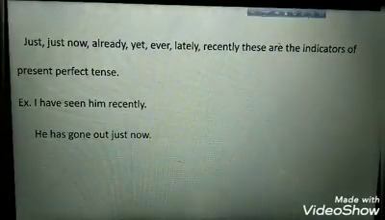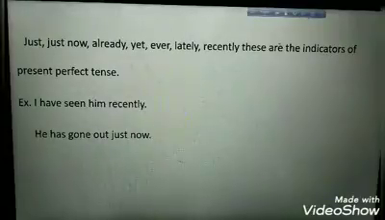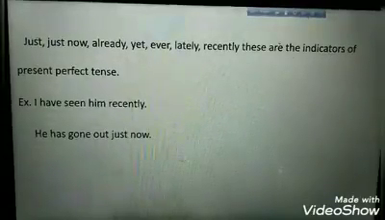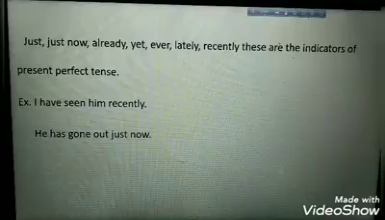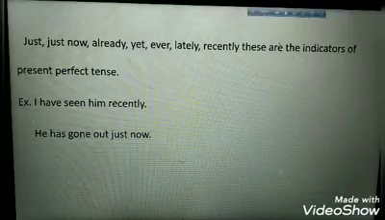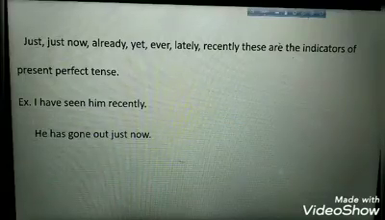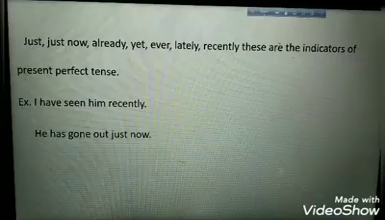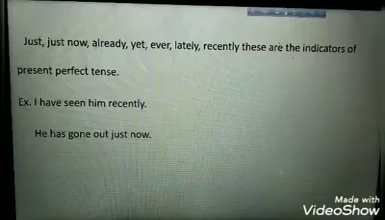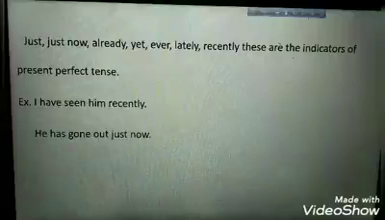So there are also some indicators of present perfect tense. These are just now, already, yet, ever, lately, recently. That means lately and recently, these are the indicators of present perfect tense. For example, I have seen him recently. He has gone out just now. So you will have to remember all these indicators, okay, for better understanding.